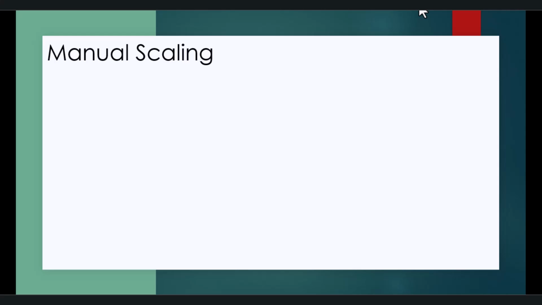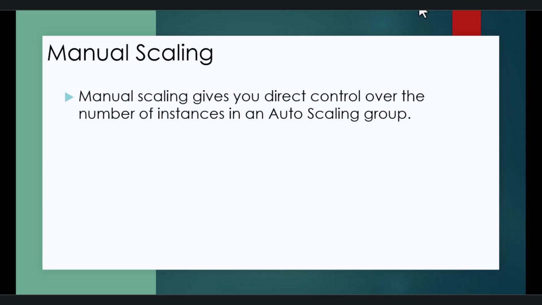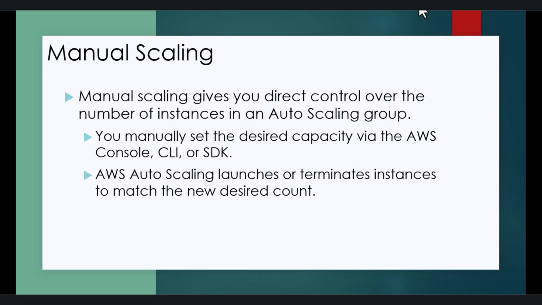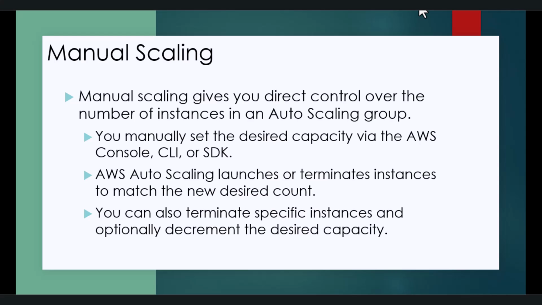There's a third type, manual scaling. Manual scaling gives you direct control over the number of instances in an auto-scaling group. You manually set the desired capacity, for example, using the AWS console or the Google Cloud console, maybe a Cloud Shell at Azure or a PowerShell client, or use a command line interface or a software development kit. There's lots of ways to do it. AWS autoscaling launches or terminates instances to match the new desired count when you decide to manual scale. You can also terminate specific instances and optionally decrement the desired capacity as needed.